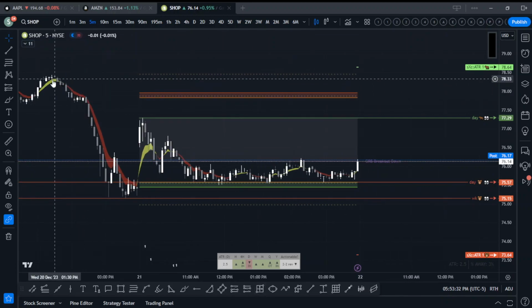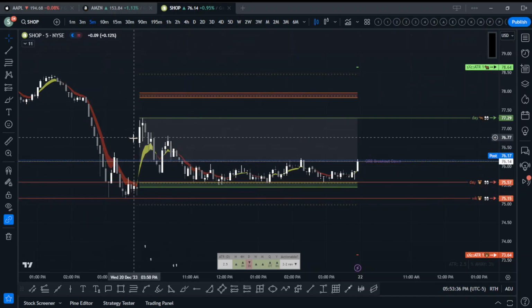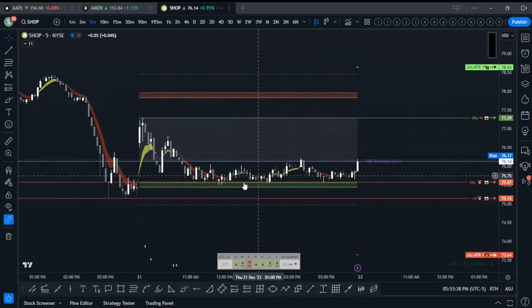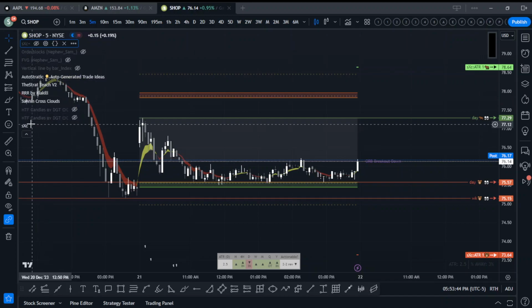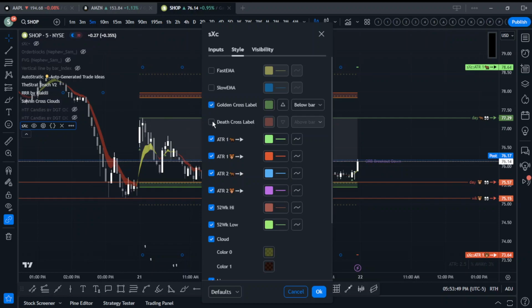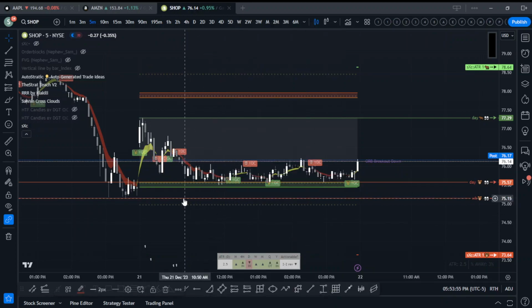The red and yellow clouds, those are the EMA, the Santa Cross clouds. So the yellow is an indication of a golden cross, and the red is an indication of a death cross. If I put the labels on so you can see, it'll mark where those are. There's your golden cross. There's your death cross.